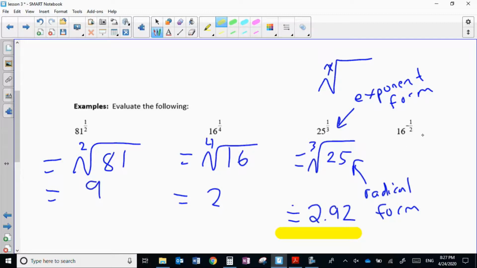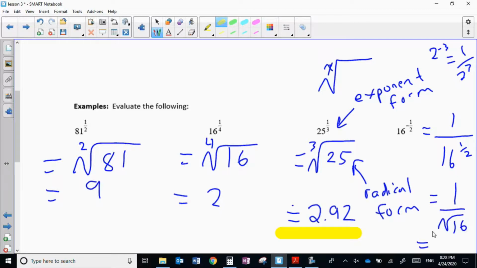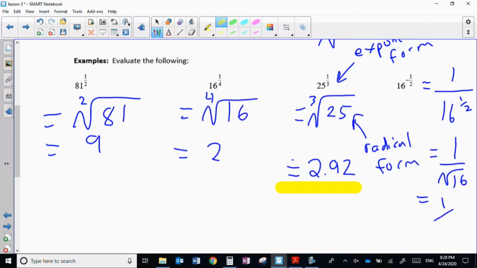Okay, last one. 16 to the power of, I hope you can see that, a negative 1/2. Well, first thing we can do is use our rules about negative exponents. That's the same as 1 over 16 to the power of positive a half, just like 2 to the negative 3 was 1 over 2 cubed. Now it's just the power of a half instead, and we know the power of a half is the same as a square root. So the square root of 16, of course, is 4, giving 1/4. And there's our answer for that one.